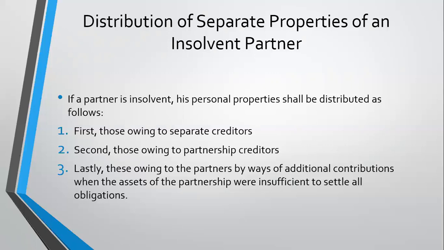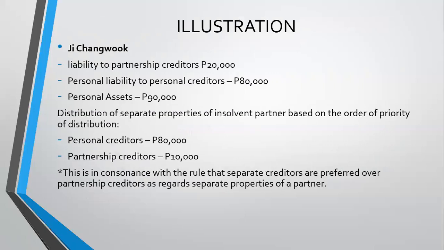And second, those owing to partnership creditors. So, doon pa lang, pangalawa pa lang siya. Na kapag may natira, yun yung pwede niyang kuhanin or ipangbayad sa kanya. And lastly, those owing to the partners by way of additional contributions when the asset of the partnership were insufficient to settle all the obligation. So, ito yung ating illustration para makita nyo na mas klaro.